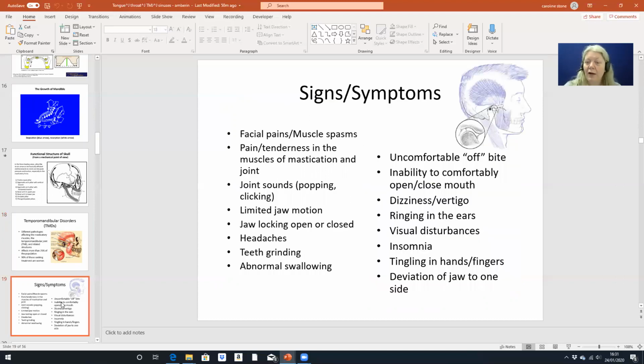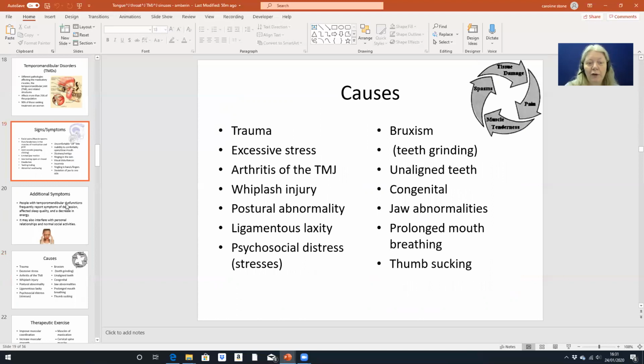We understand what things are related to TMJ function, and certainly jaw clicking and jaw pain. That's so easy peasy to understand. But what about tingling? What about insomnia? What about visual disturbances? Why are those related to TMJ dysfunction? So we can have an interesting time looking at those.